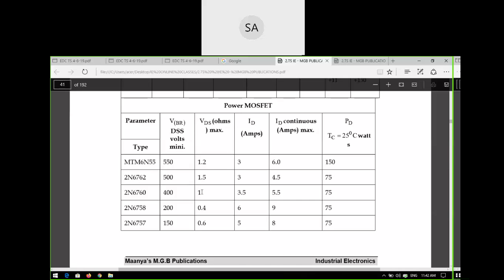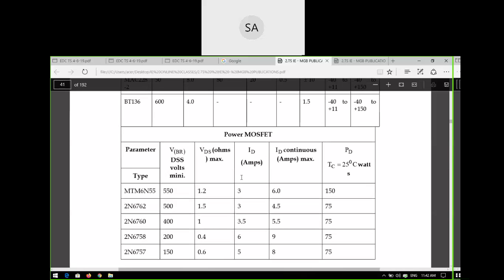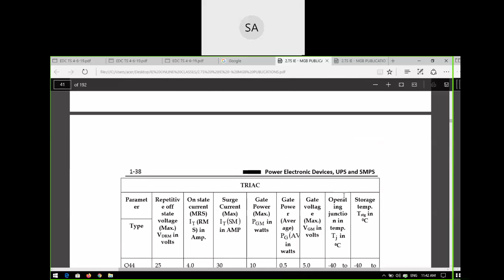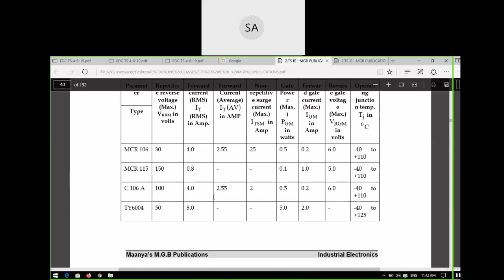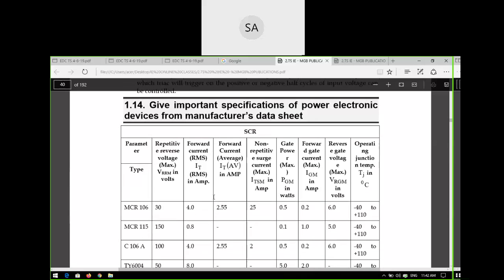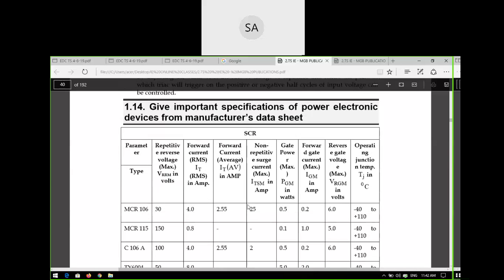So what are VDS, ID, IDS, PD? PD means power dissipation. TC is the junction temperature. So at 25 degrees Celsius, what are the values of these? You will see them in the manufacturer data sheets. You have to remember something for device names at least.